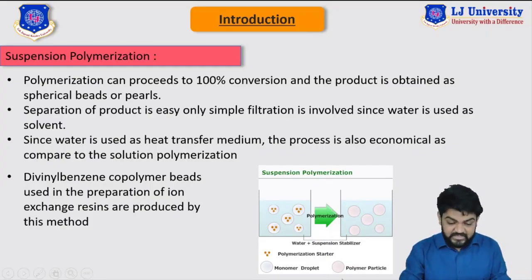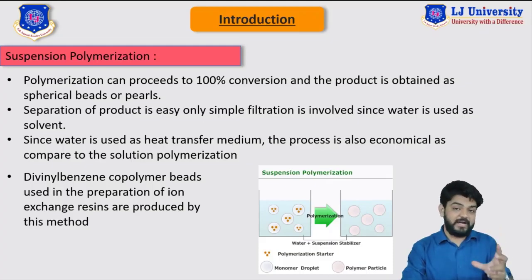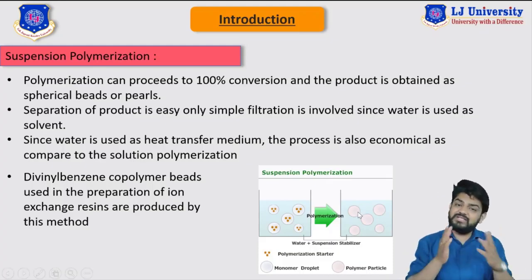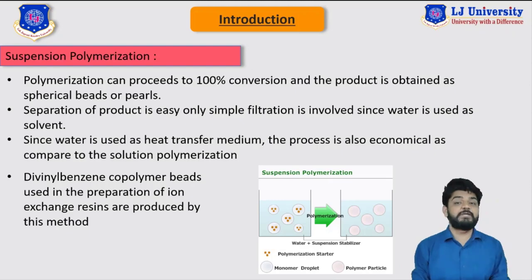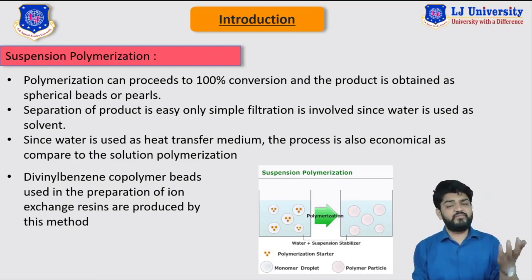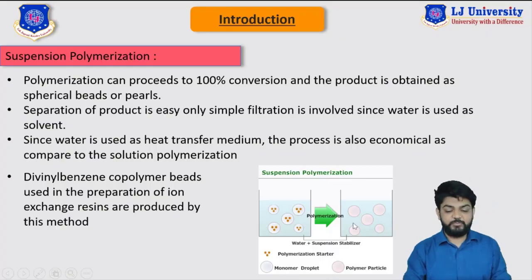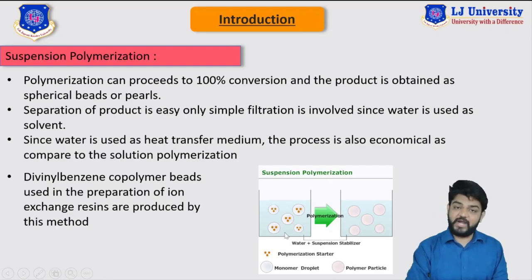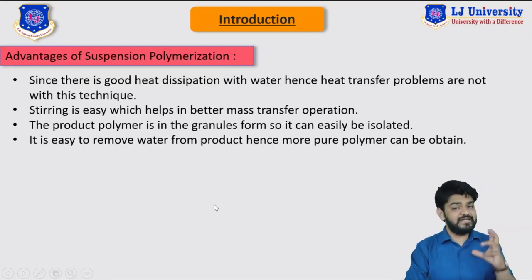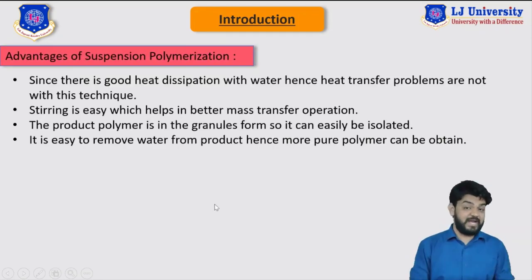In this, you can see here that this entire mixture or this droplet will represent your polymer particle, and that polymer particle can be easily separated out with the help of simple filtration, in which water will be drained out and our polymer particles will be retained on the upper layer, or we can say on the filter paper, as these polymer particles are clearly separated in the form of beads or granules. Now let's quickly discuss the different advantages and disadvantages of this suspension polymerization.